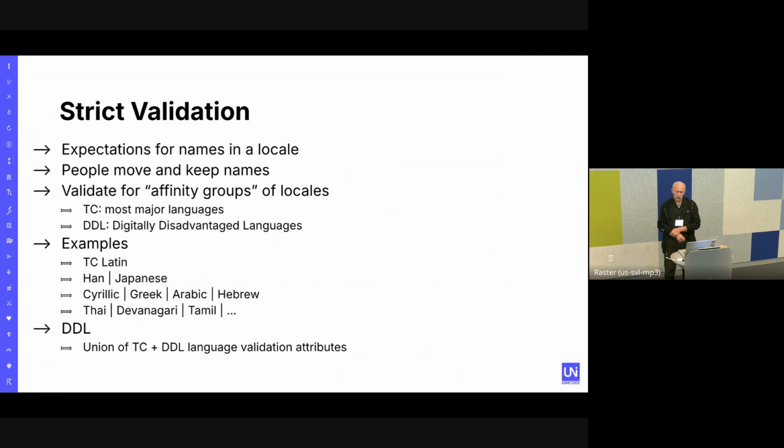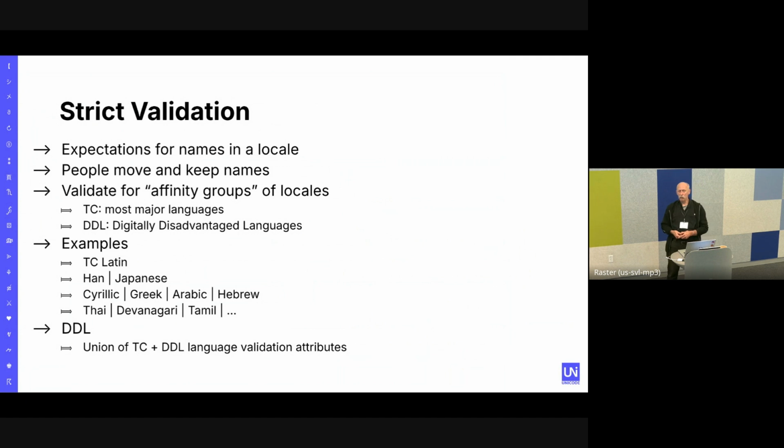So strict validation would be more or less the expectations that you'd have in a particular locale. But if someone is born in one country and they move to another country, they usually want to keep their name. So therefore, you have to expand it out beyond just a single language or single locale. So that leads to what I call affinity groups.